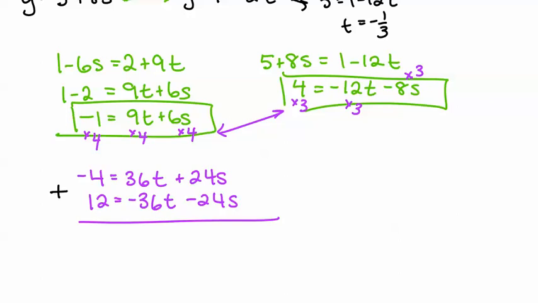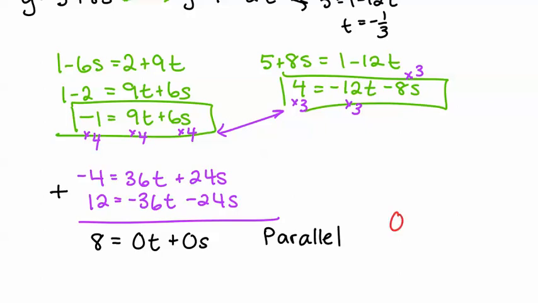Okay, so I'm going to add these equations together because I want to eliminate t and s. So negative 4 plus 12 would be 8. 36 plus negative 36 would be 0t. 24 plus negative 24 would be 0s. So I just proved that 0 equals 8, which doesn't make sense. So that's just telling me the lines are parallel.